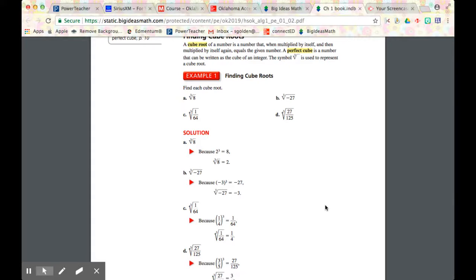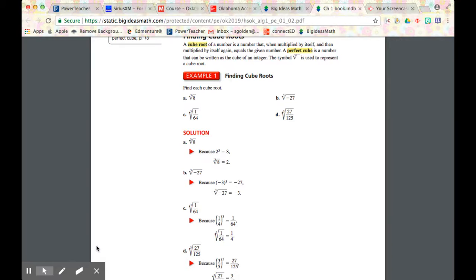Okay guys, today we're doing lesson 1.2, finding cube roots. So a cube root is a number that when multiplied by itself and then multiplied by itself again, equals the given number. So for example, if we do the square root of 25, we know that that's 5 because 5 times itself, 5, equals 25. So a cube root is where you have a number times itself 3 times.